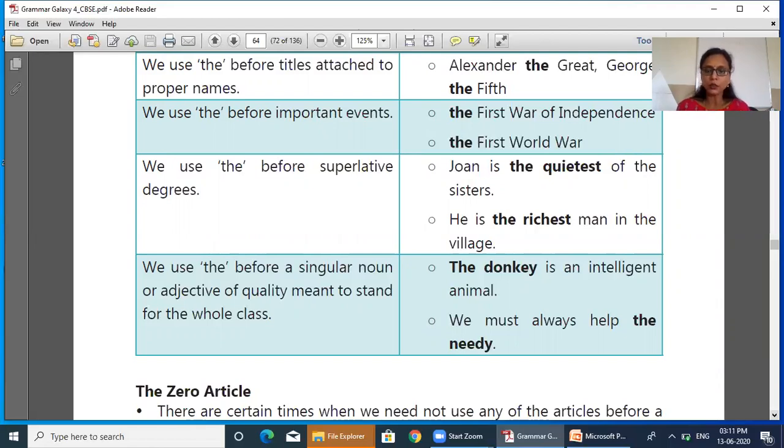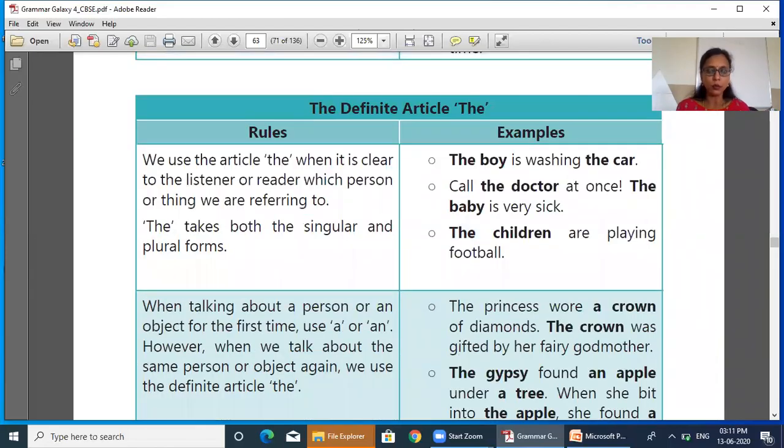Got it, children? Okay, let us revise again a little bit one more time quickly. We use "the" when we know that the listener or the reader knows about that particular thing, a particular noun. We use "the" with both singular and plural. That was the first rule.